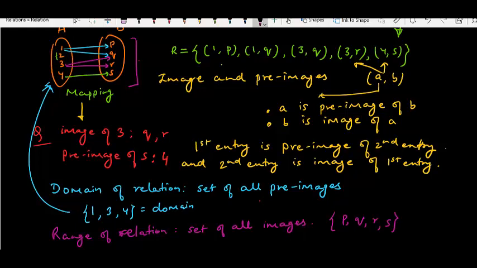So again, a very simple notion: in any ordered pair, the first entry is called the pre-image and the second entry is called the image. If I write the set of all the pre-images, I get the set of domain, and if I write the set of all images, I get the set of range. It's a simple concept.